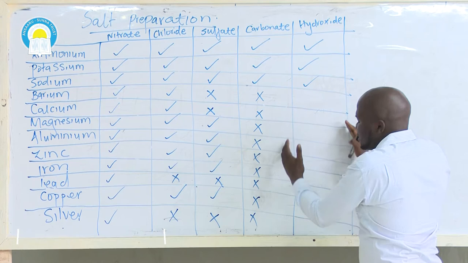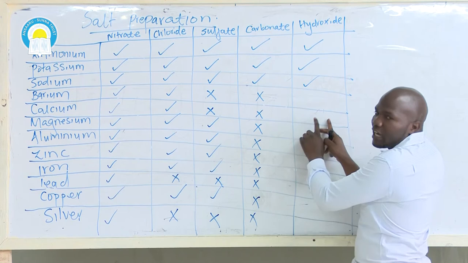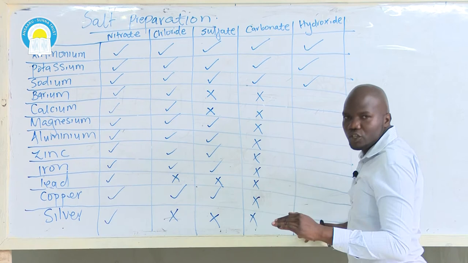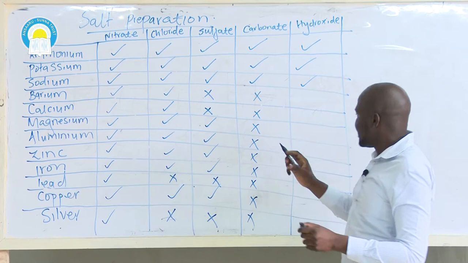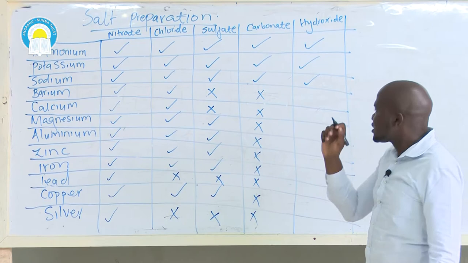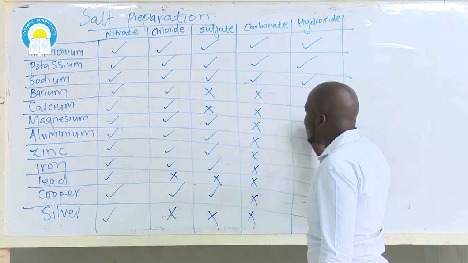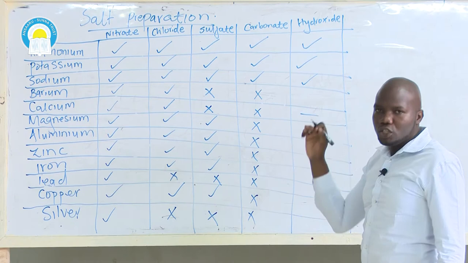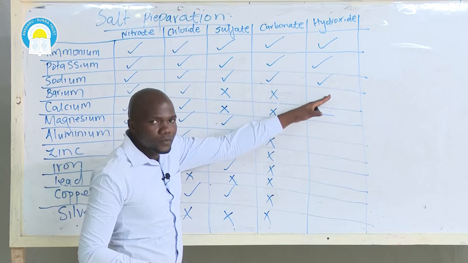But when it comes to calcium hydroxide, it is not soluble in water, and it is not insoluble in water. It is slightly soluble in water. So how can we put it on this table where I use a dash? That means that salt is slightly soluble in water. So we are being told this, calcium hydroxide is slightly soluble in water. So let us use a dash to represent slightly soluble in water. And the rest are insoluble.